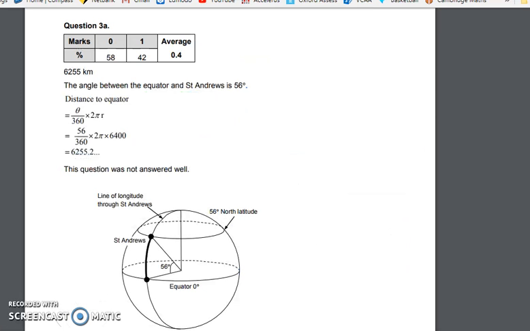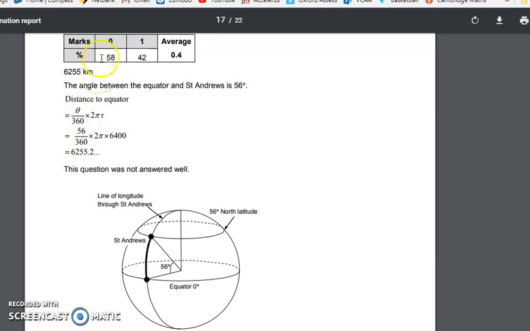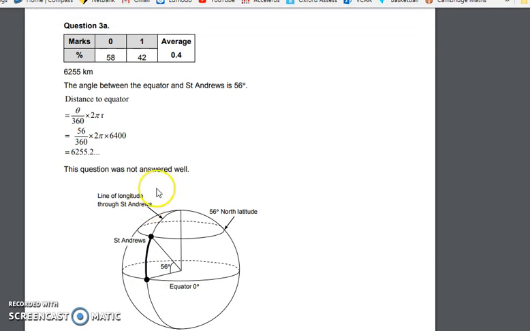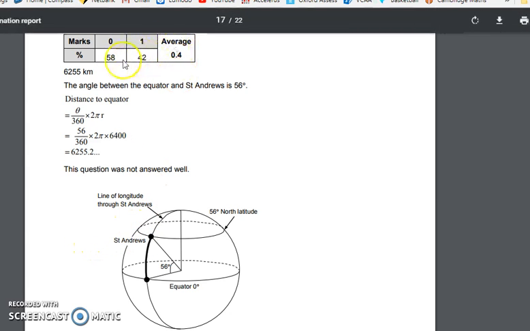Let's check the assessor's comments here. The assessor's comments show that only 42% of the cohort managed to get the full mark. This was only worth 1 mark, but the reason it's only 1 mark is because this should be a standard question. This would be the basis of a question that would then lead into more in-depth questions. Even though it's a fair bit of work, a basic understanding is expected to do this. So 42% got it, and 58% could not get the full 1 mark.